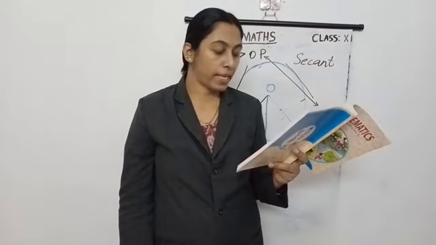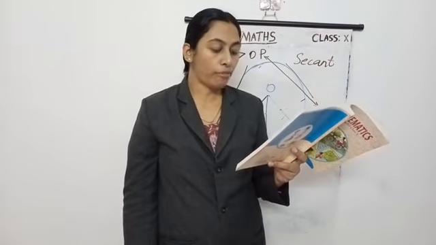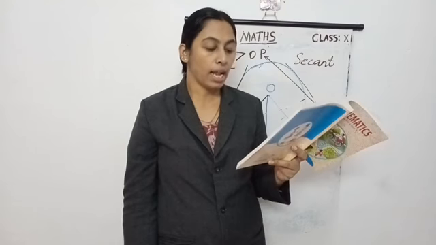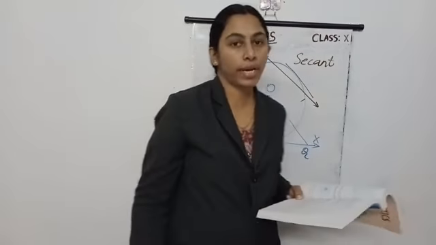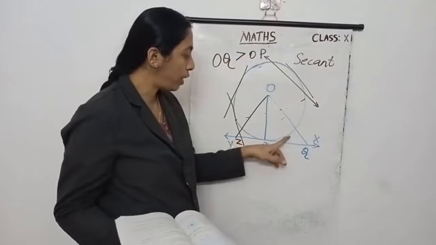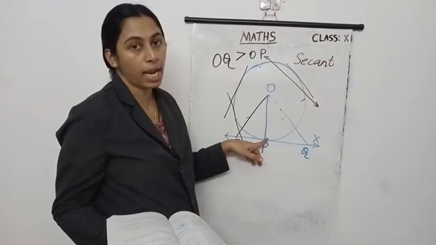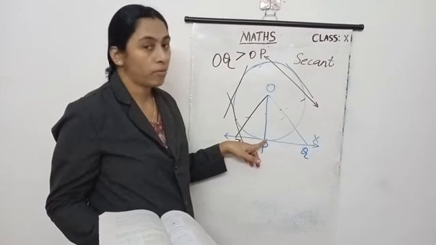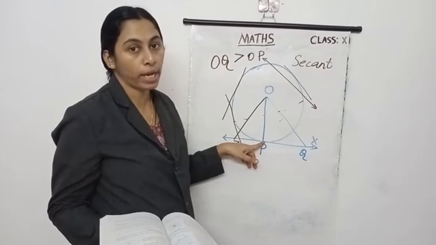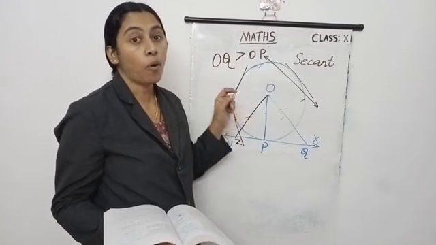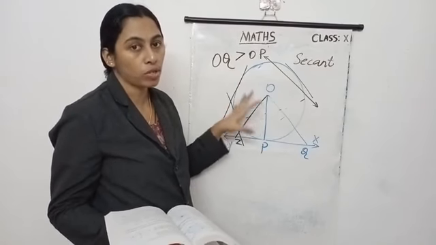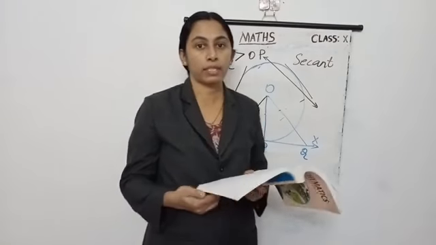Then the fourth question. The common point of a tangent to a circle and the circle is called dash. What is the name of this point? Yes, point of contact. I already told you, the point of contact.